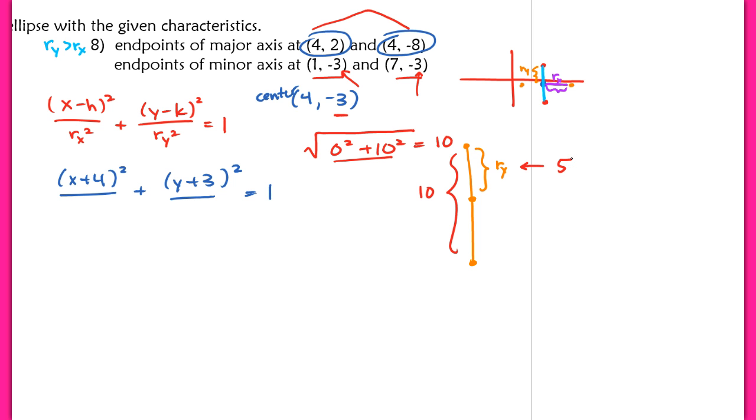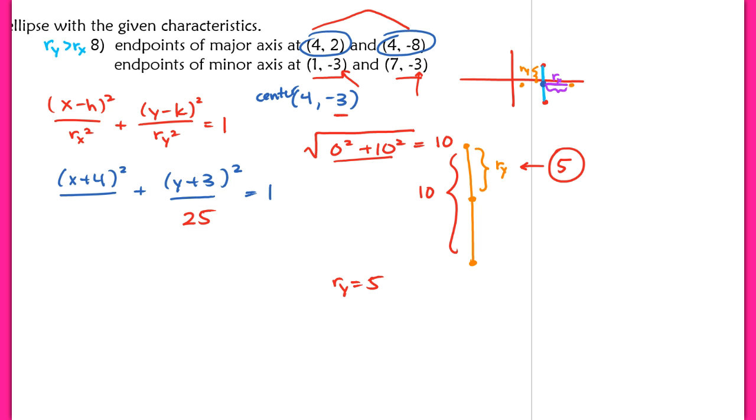5 units long. So one of the common mistakes that I'll see is that students will forget to cut it in half and they put 10 squared here as opposed to 5 squared. So r sub y, in this case, is 5. So I square 5 and I get 25.